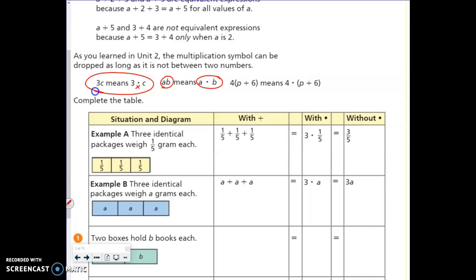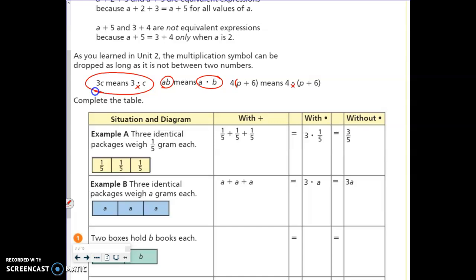In this case, it's p plus 6, so we don't know what p stands for yet. But if we plugged a number in for p, like 1, that would then become 4 times 6. Okay? So whenever you see a 4 right up next to that parenthesis symbol, it means the same thing as 4 times whatever is inside that parenthesis symbol. Remember, that dot also stands for the multiplication symbol.